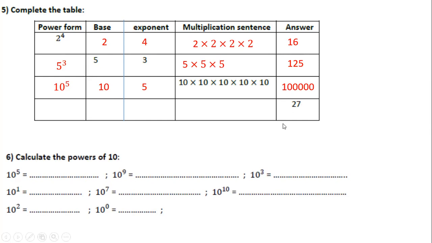Hassan Zainuddin. Yes, Miss. The answer is 27. What is the power form? Miss, I think 7. You ask yourself, Hassan, which number do I multiply by itself many times that gives me 27?